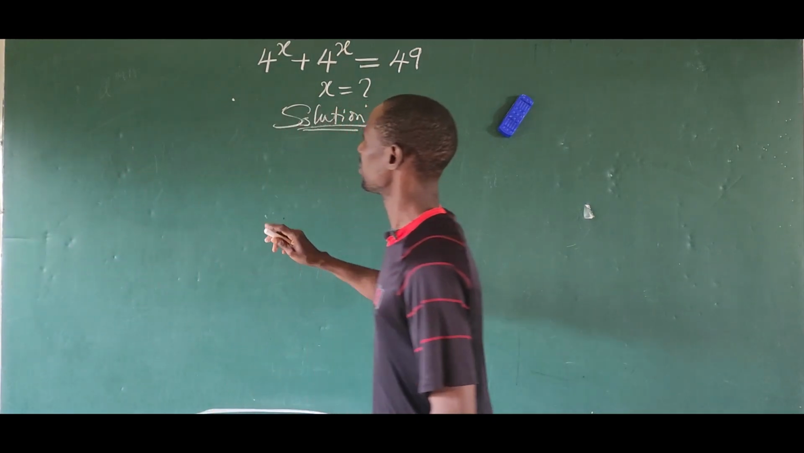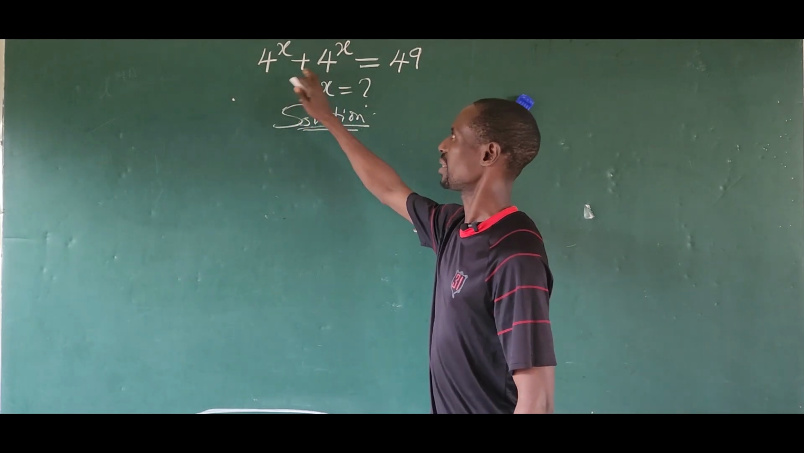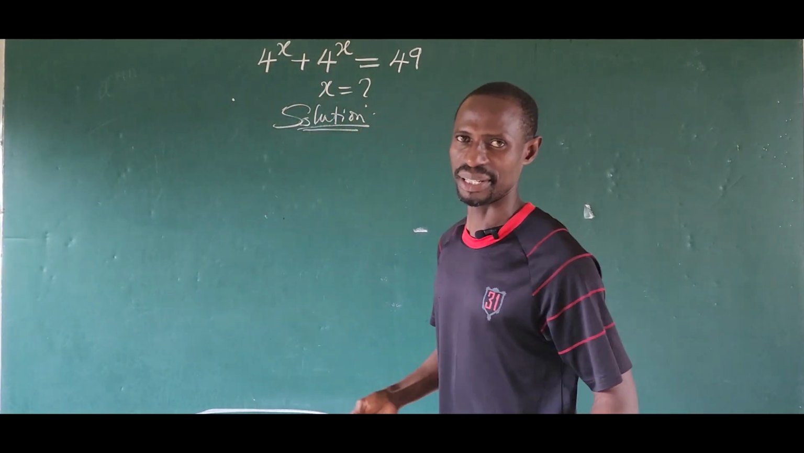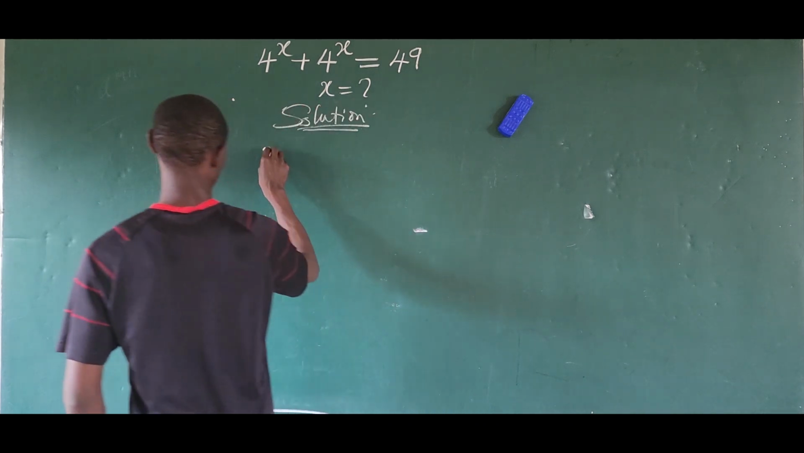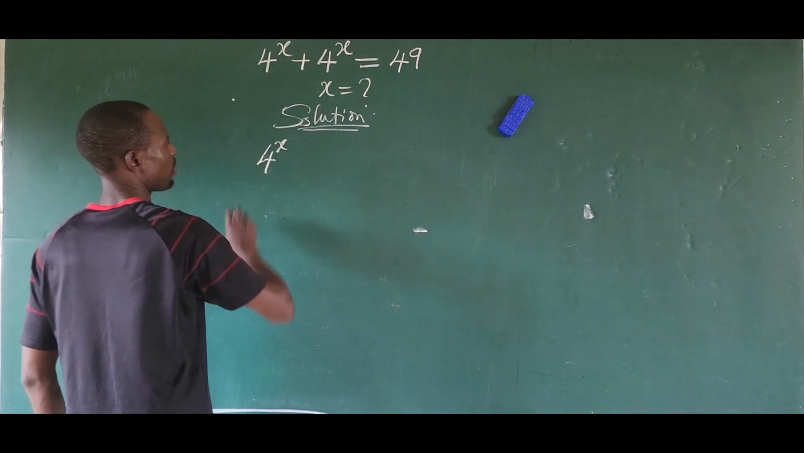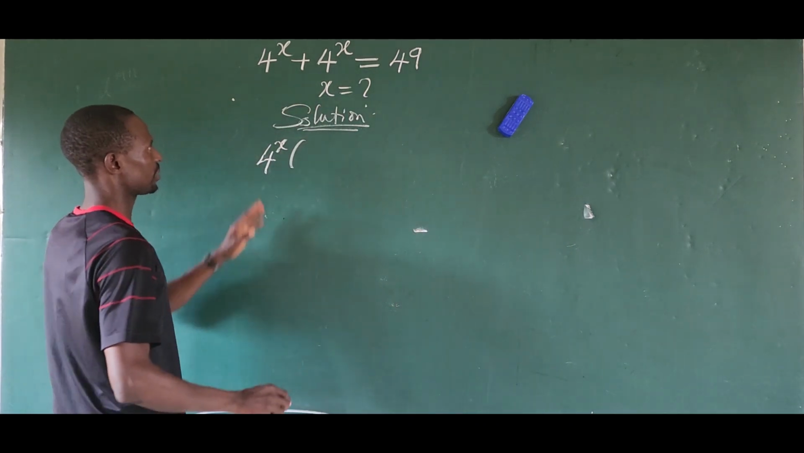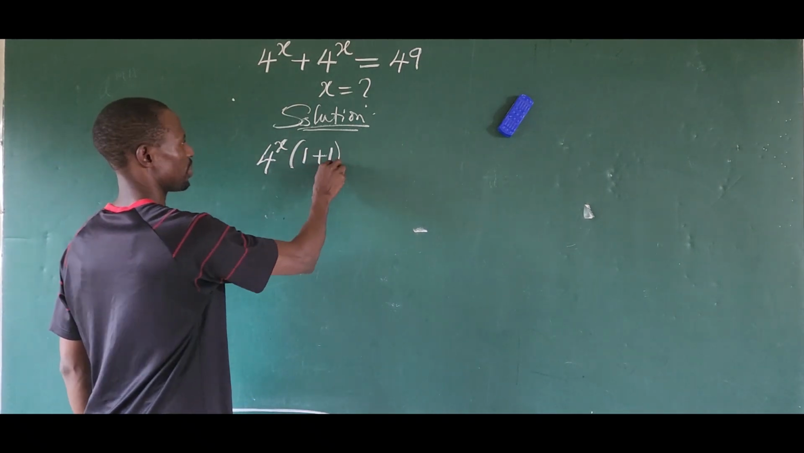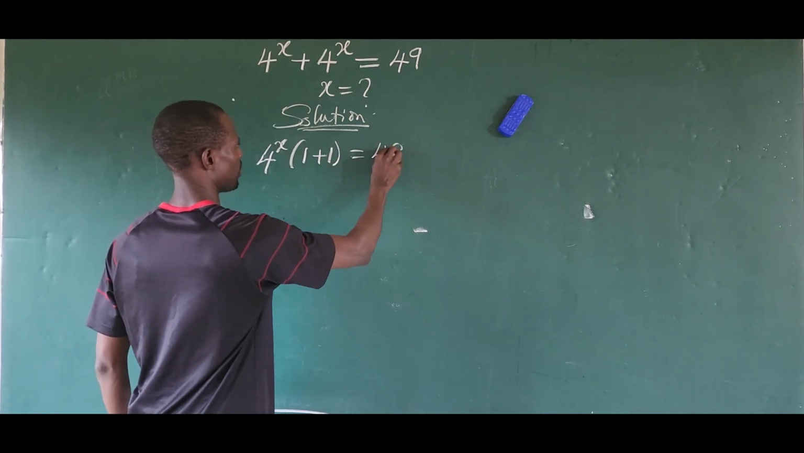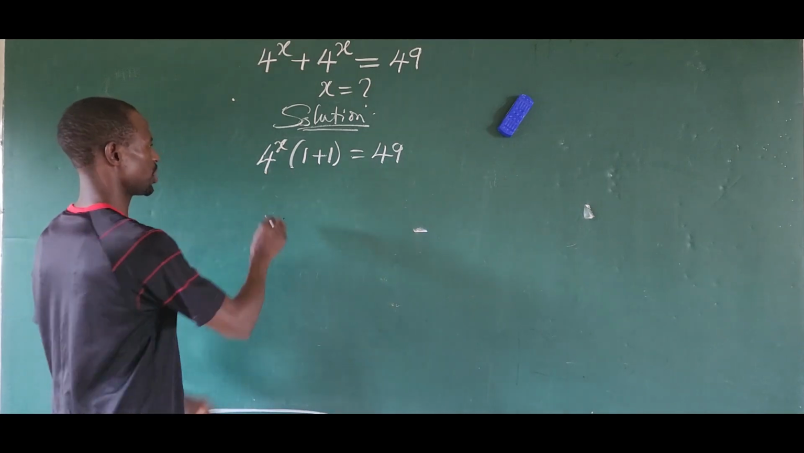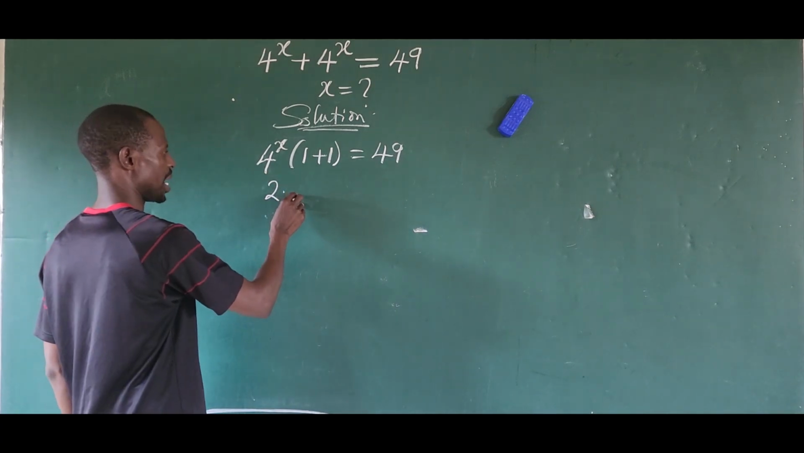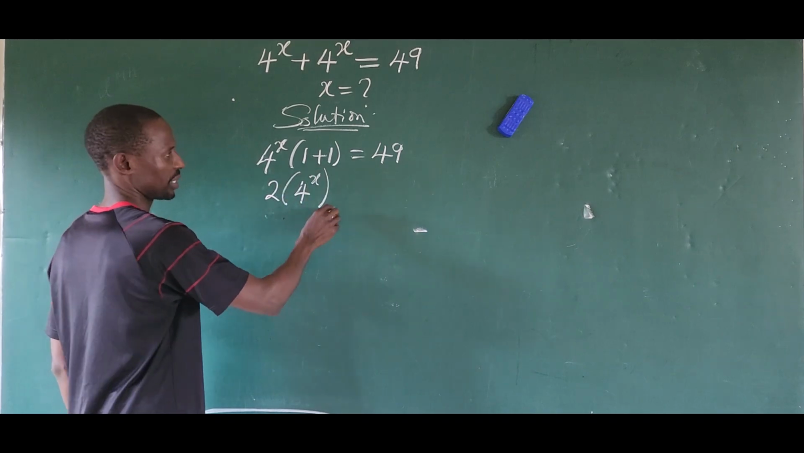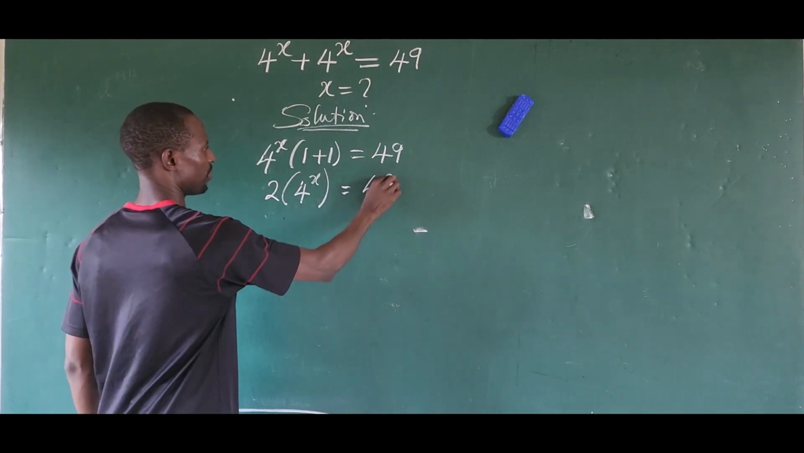If you look at this, these are the same. So all we need to do is add the two of them together. Adding them together means we bring out 4 to the power of x. If we factor that out, this gives us 1 on one side and 1 on the other, and we have this equal to 49. Then adding this gives us 2 times 4 to the power of x. Better still, let's put it in a bracket equal to 49.